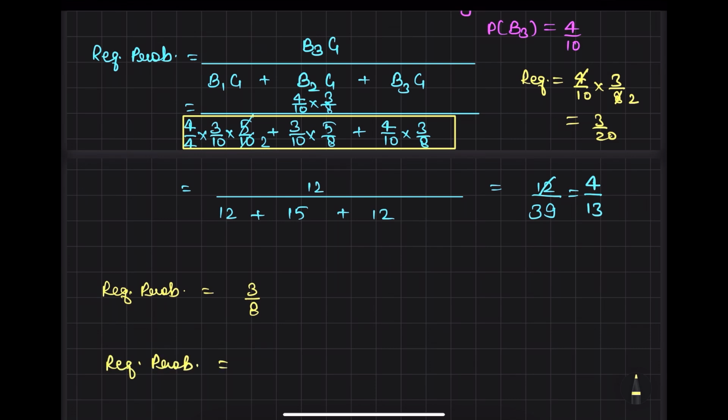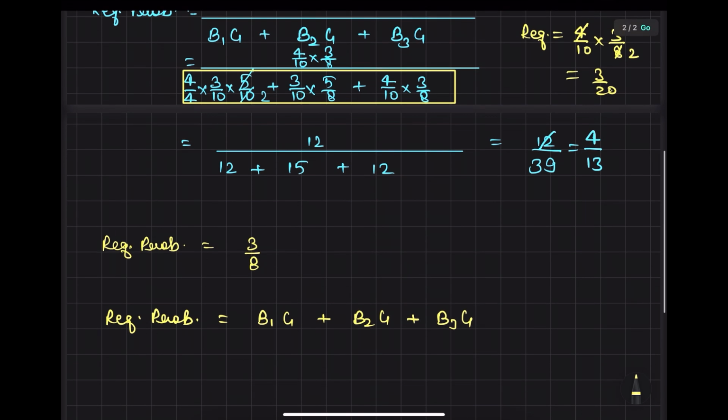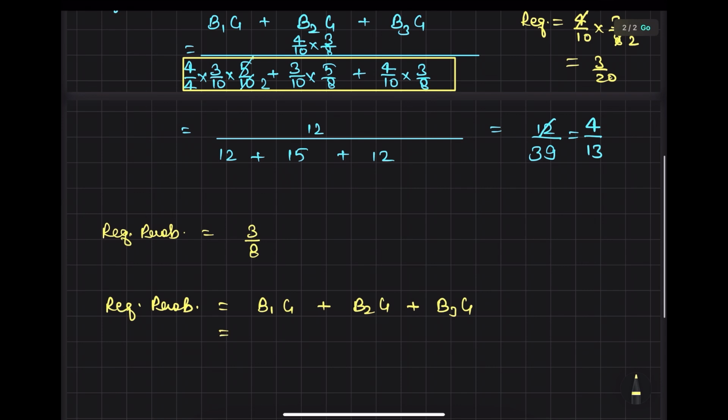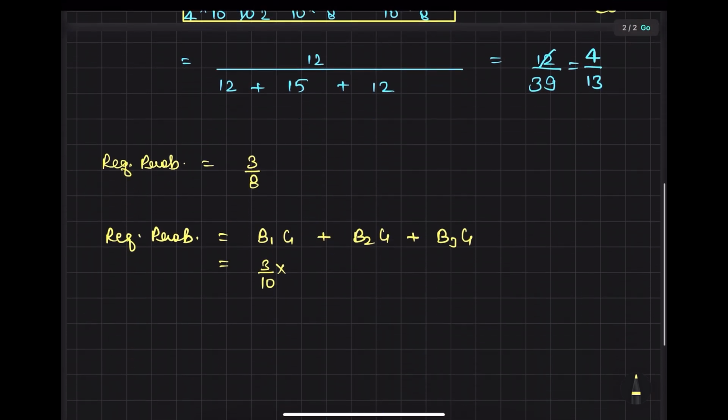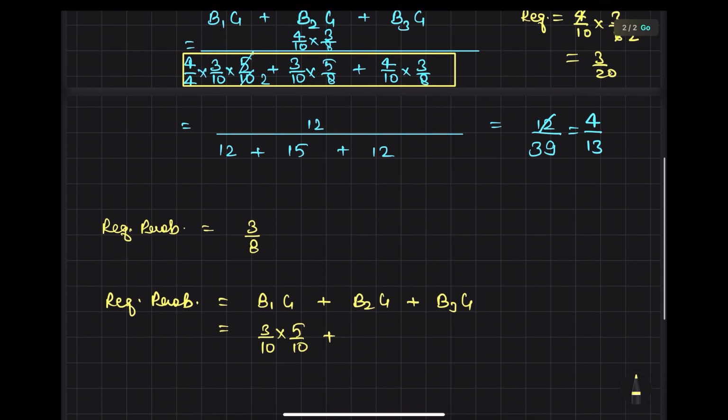Required probability: you will select bag B1 and have green, select bag B2 and have green, select bag B3 and have green. So how will you manage? What is the probability of selecting bag 1? It is 3 by 10. Then green, it is 5 by 10. The probability of selecting bag B2 is 3 by 10. Getting a green is 5 by 8.